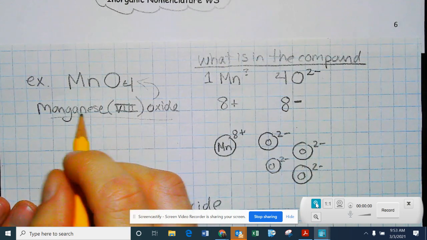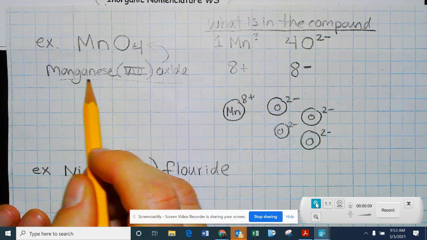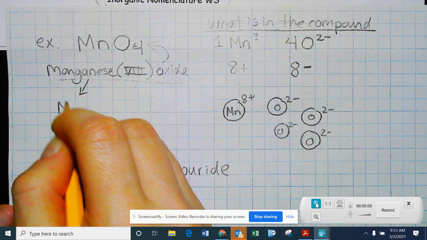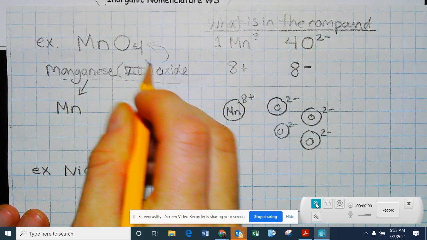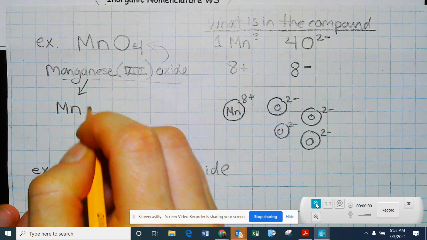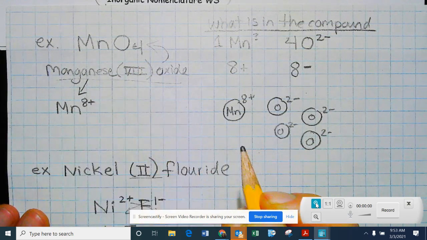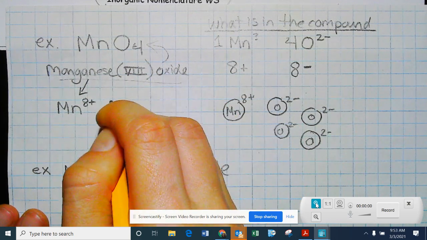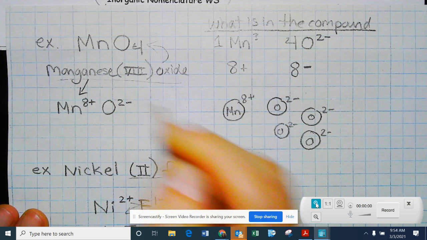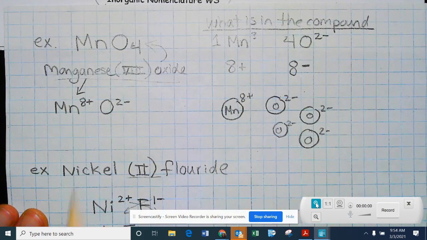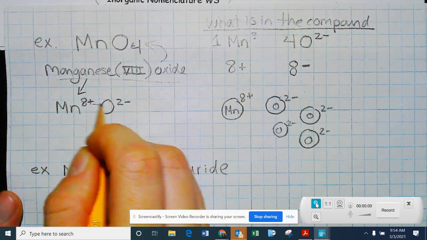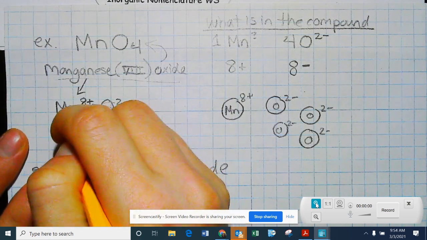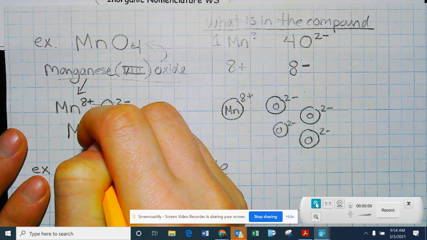If I were just given this name and nothing else, I would go, okay, I've got manganese, Mn. There's an 8 in brackets here, so I would go 8 plus. Then oxide is oxygen, and I've got 2 minus, because oxygen is always 2 minus. This one, you guys, is a little bit trickier. I'm going to drop and swap these, and I'm going to end up with Mn2O8.